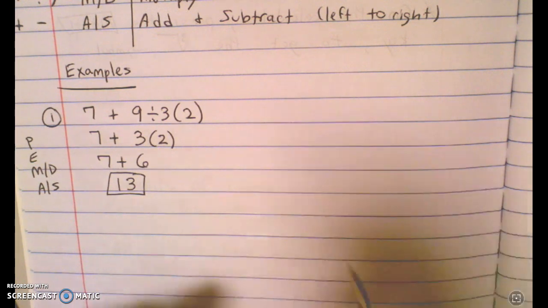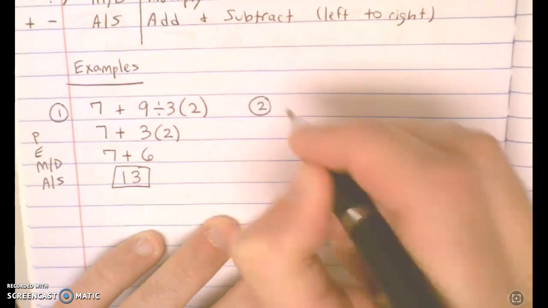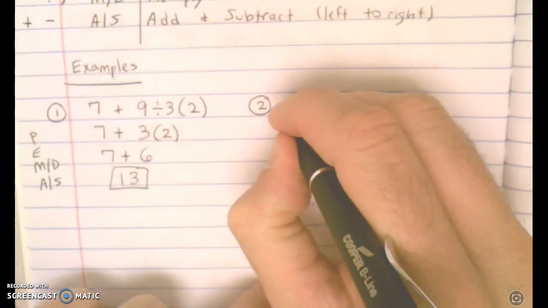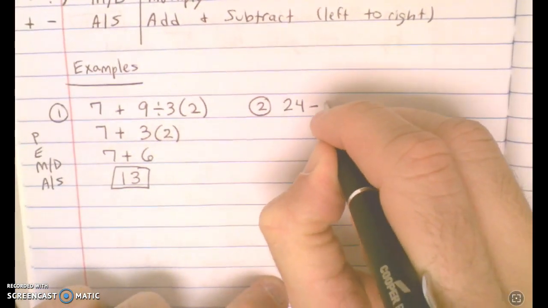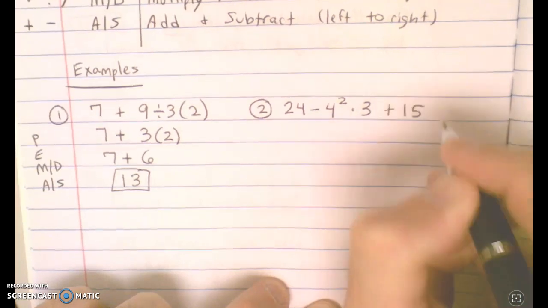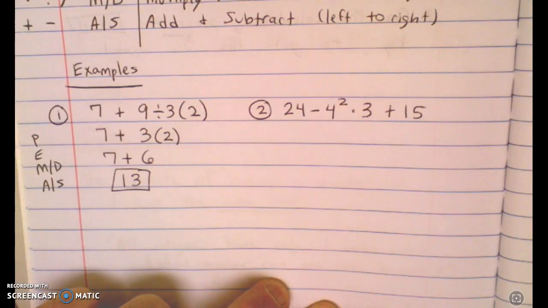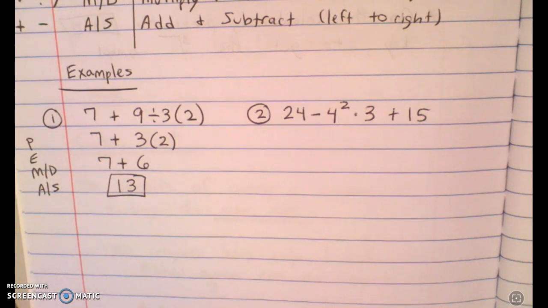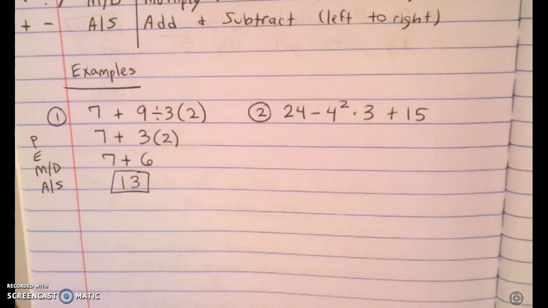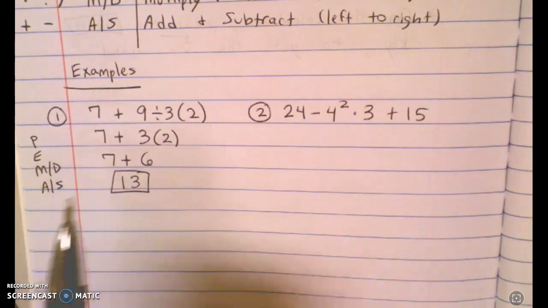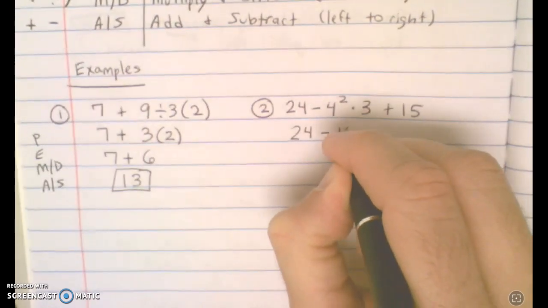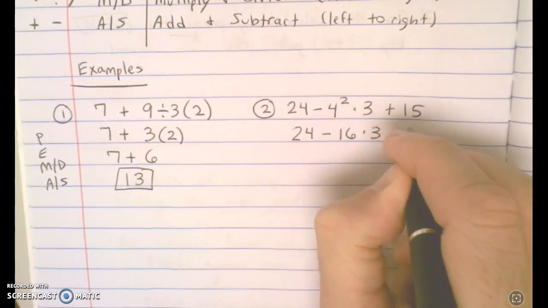Let's look at another example. And say I have 24 minus 4 squared times 3 plus 15. So in this problem, there are no parentheses. So I can move to my next step. I have exponents there, so I have to take care of exponents. So 4 squared is 16, so 24 minus 16 times 3 plus 15.